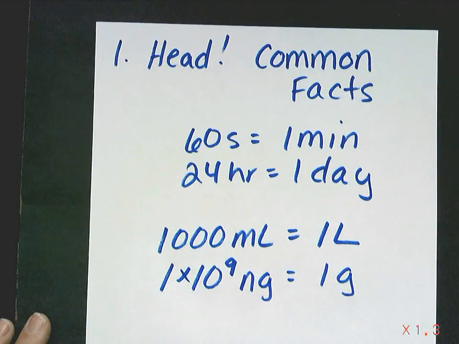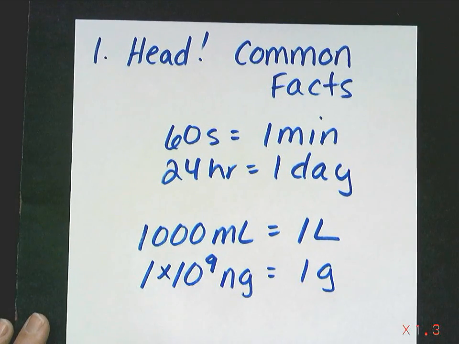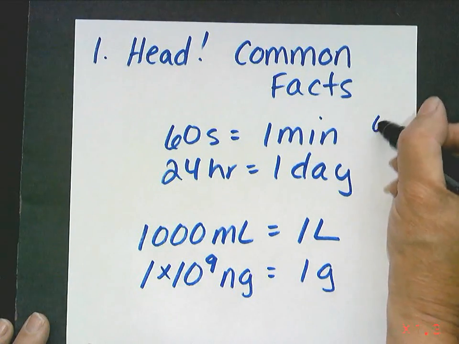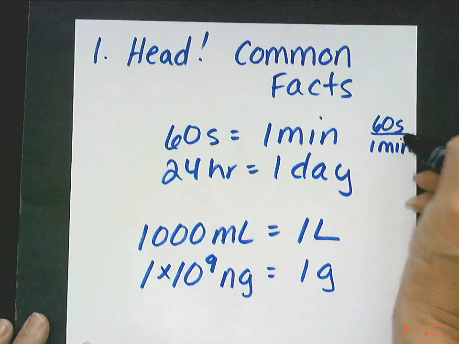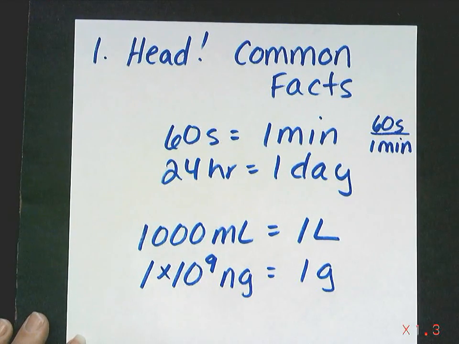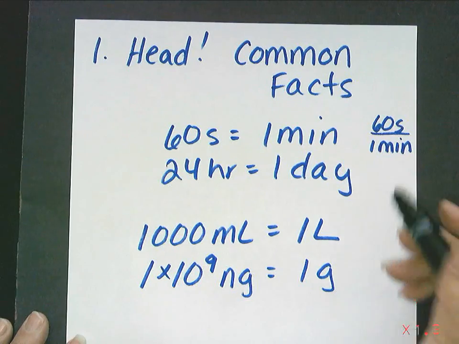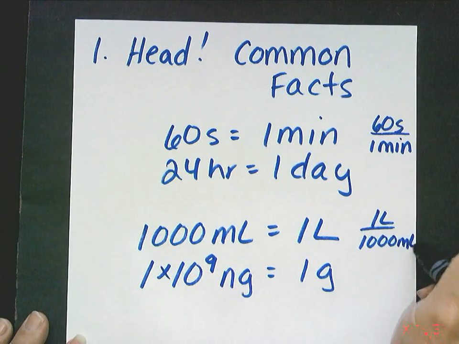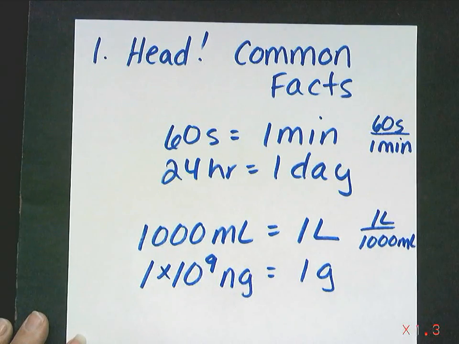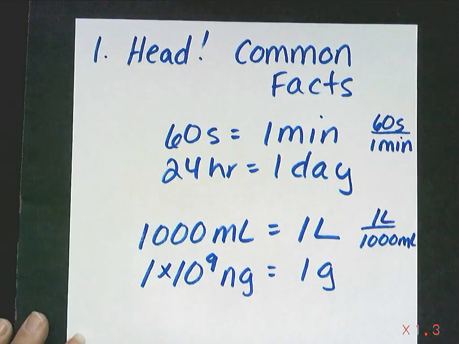Now, when you're solving a problem with unit analysis, once you know these equivalencies, you can turn them into fractions. So you could make this in a fraction with the seconds on the top and the minutes on the bottom, or you could put the minutes on the top and the seconds on the bottom, depending on where you want your units. The same thing with metric equivalencies. You could put 1 liter on the top and 1,000 milliliters on the bottom if you wanted to cancel out the milliliters, or you could flip it and put the milliliters on the top and the liters on the bottom.